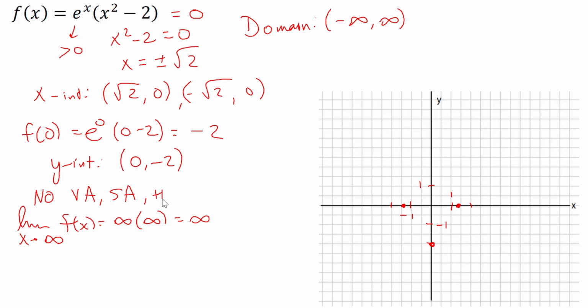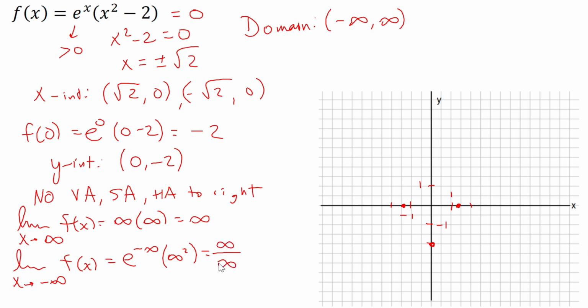So there's no horizontal asymptote to the right. And then as we do the limit as x approaches negative infinity, we should see that that gives us e to the negative infinity times negative infinity squared, or we'll just call it infinity squared, minus 2, still infinity, which of course is infinity over infinity, but the e to the negative infinity that goes to the denominator is faster, which means this equals 0, which means we have y equals 0 as a horizontal asymptote to the left.